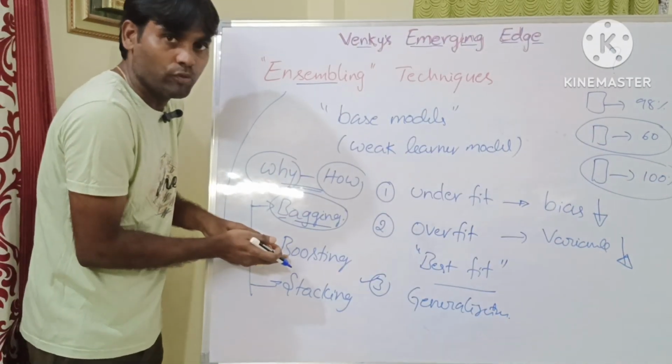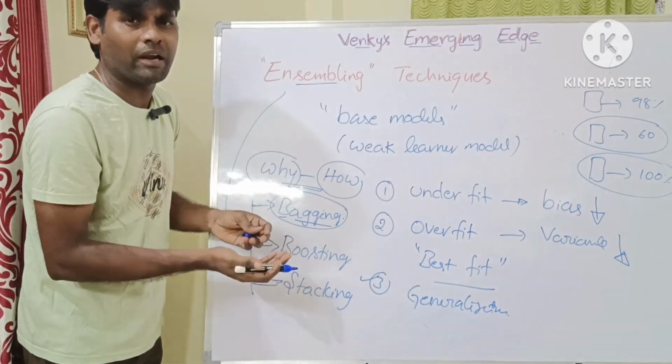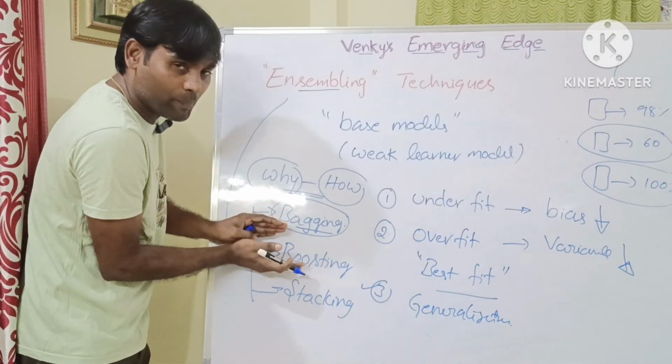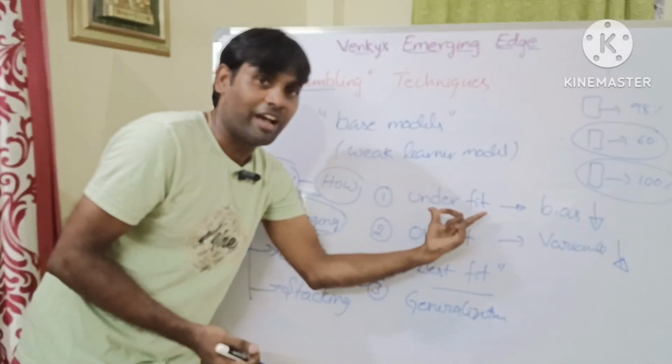The second one is boosting. Boosting again has mainly three different types of techniques: maybe AdaBoost, next one gradient boosting, and one more XGBoost. The main purpose of boosting is to reduce the bias. That means control the underfit.